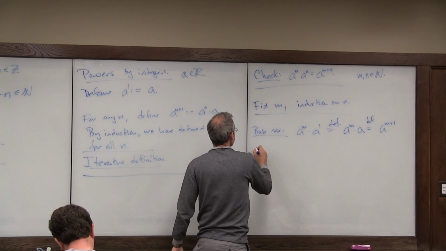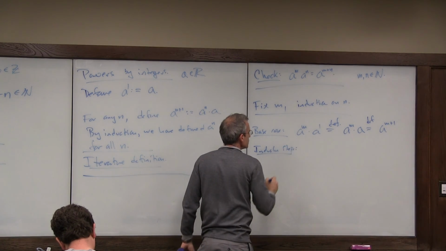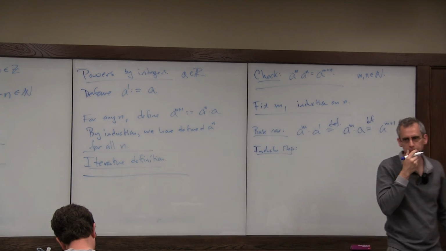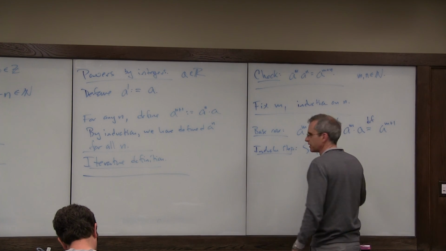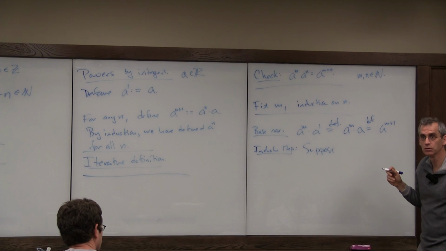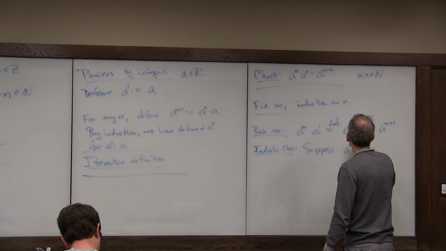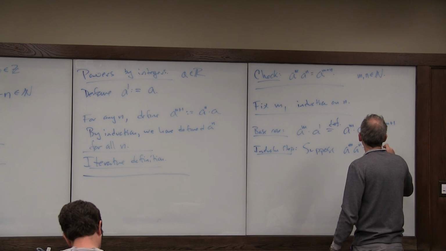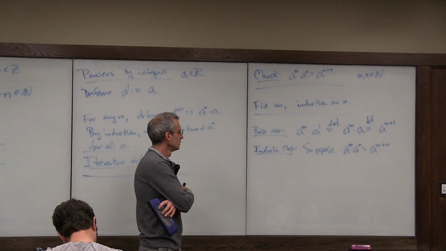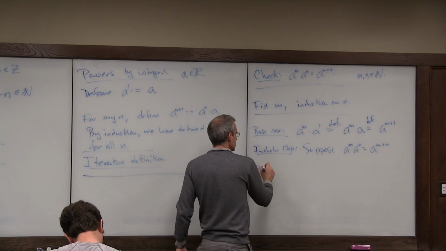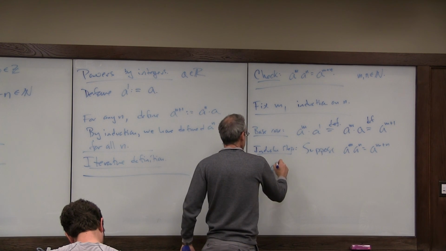And so then the inductive step. What do we suppose in this case? That A to the m, A to the n is A to the m plus n. Yeah, so we suppose again that the P of n statement is true. Okay, so what is this? This is going to be A to the m, A to the n equals A to the m plus n. And we want to consider A to the m times A to the n plus 1.